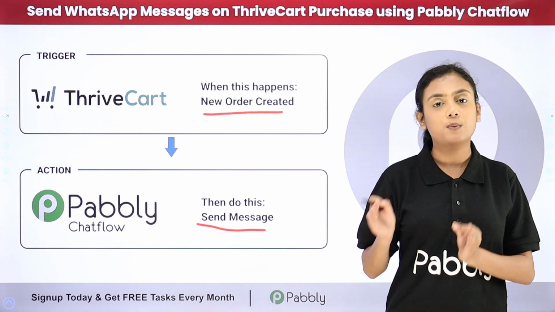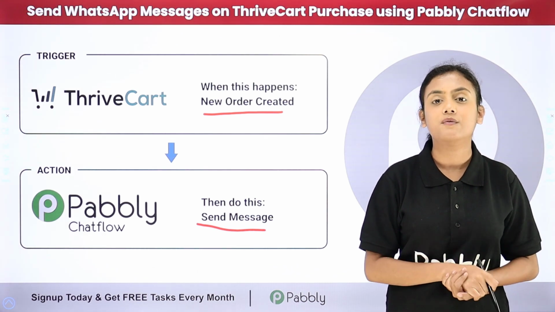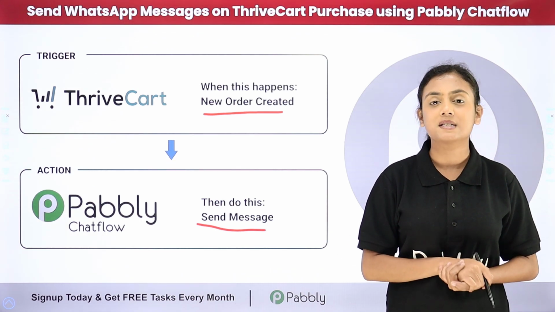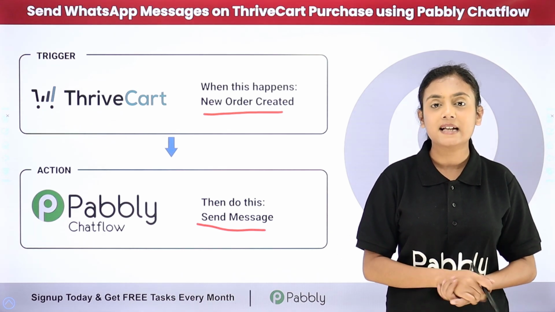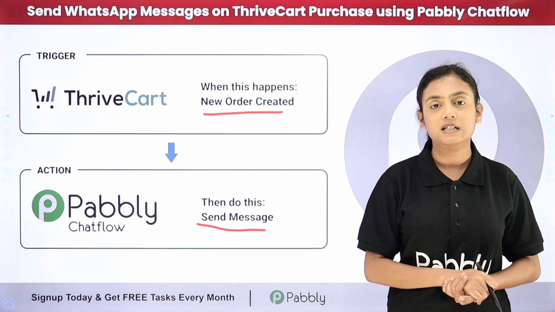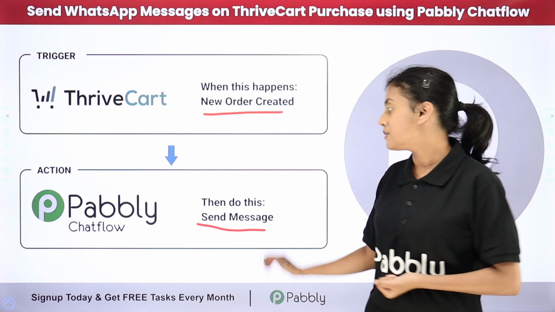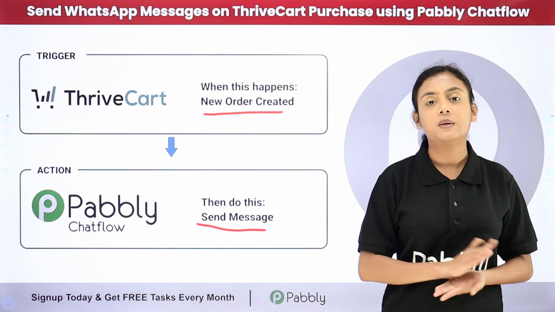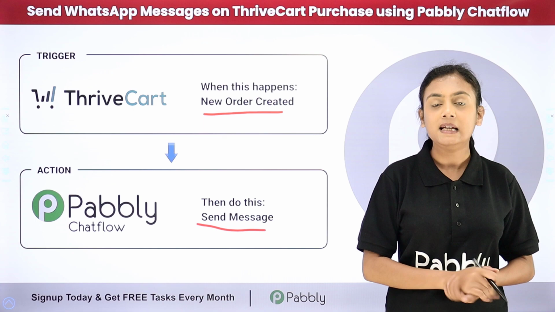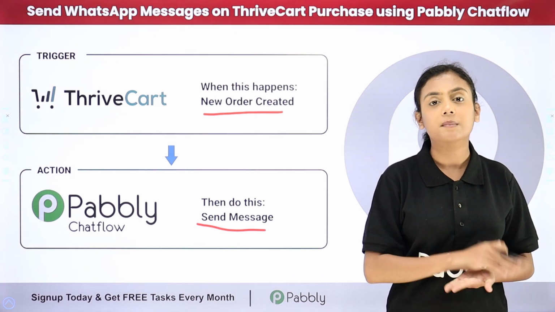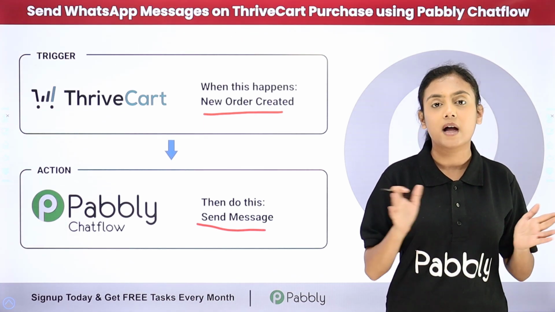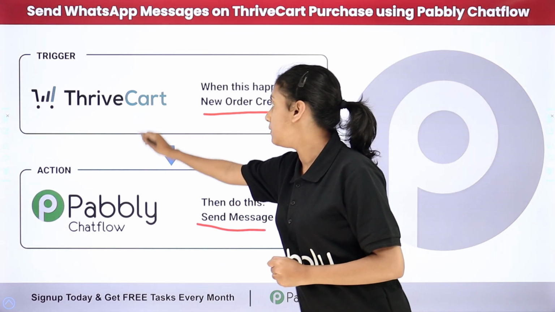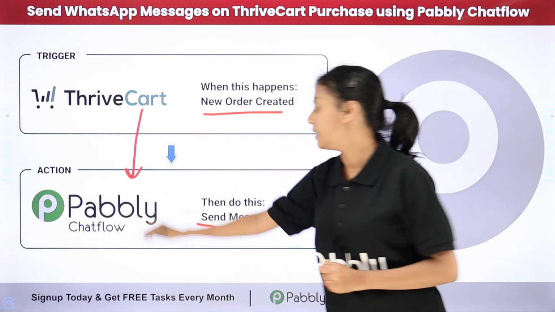Now, sending these WhatsApp messages manually can be very time consuming. So what I've done is I've simply automated this entire process with the help of Pabbly Connect, which is an amazing automation and integration software. And I'm going to send WhatsApp messages using Pabbly Chatflow. Pabbly Chatflow is a new product launched by Pabbly that helps us to create efficient communication between us and our customers via WhatsApp messages. And in this automation, I'm going to build a connection between Thrivecart and Pabbly Chatflow with the help of it.